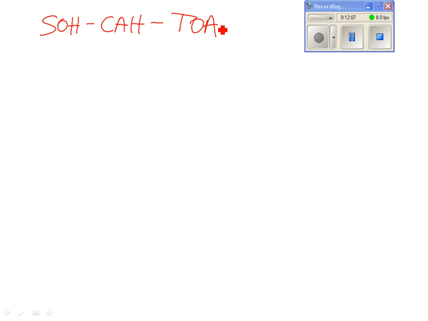SOHCAHTOA. What's the S stand for? Sine. What's the C stand for? Cosine. What's the T stand for? Tangent. And then these other parts tell you what the ratio is, what over what, every single time you do one of these problems. Again, this is number 1 on the 3rd page of the packet.